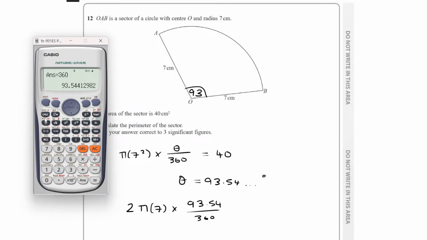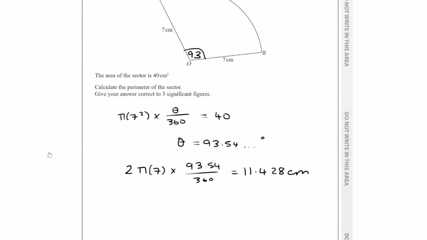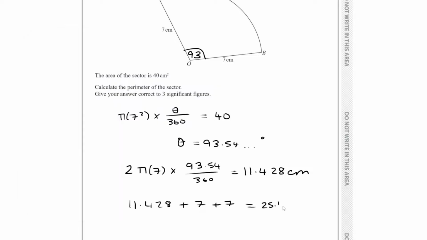Bring back my calculator, so I can write down my answer. 2 times pi times 7 times the angle over 360. And that gives you 11.43-ish, 11.42. Now that's the arc length. I obviously want the perimeter though, so I need to add 2 7s. So 11.42 plus 7 plus 7 is 25.4. They've said 3 significant figures, so now I'm going to round it, 25.4.